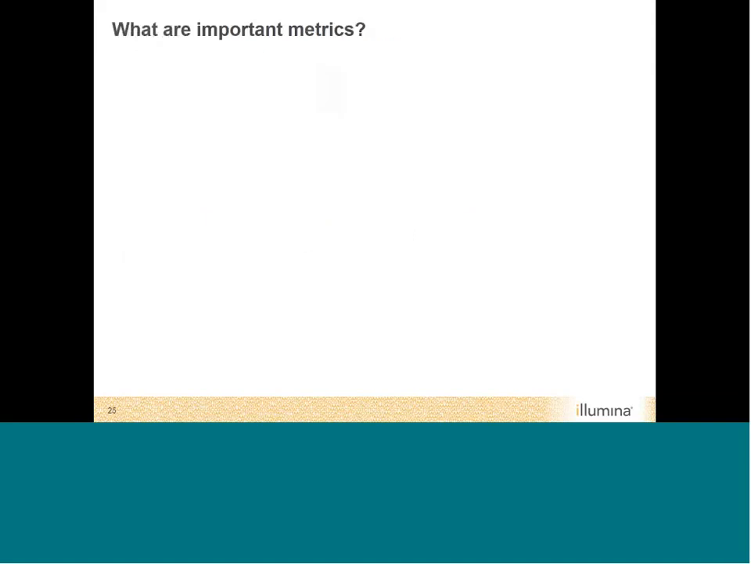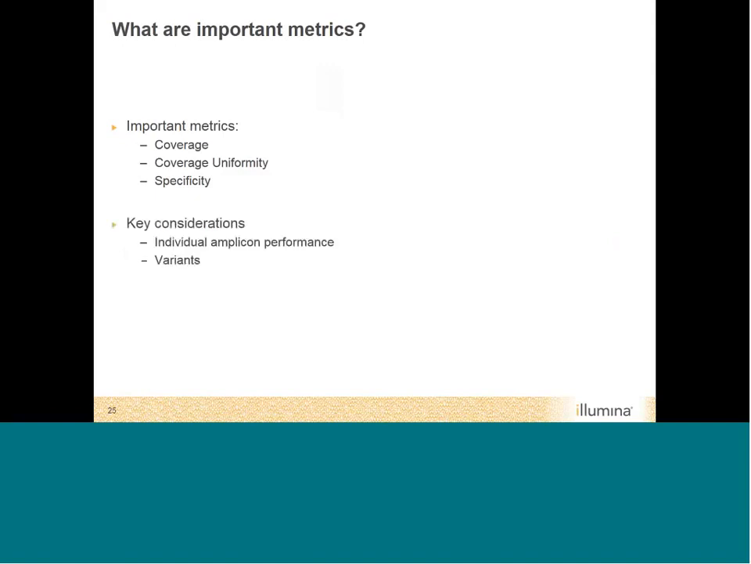So what are the important metrics that we are now going to take a closer look at? We've defined them earlier in the talk. So we want to look at coverage uniformity, and specificity. But then of course there are other key considerations such as individual amplicon performance. You want to see where you have potential dropouts, how are your amplicons doing. And of course there are our variants. That's probably why you're doing this analysis in the first place. So in the next section of the talk, we're going to look at where you can find all of these metrics.